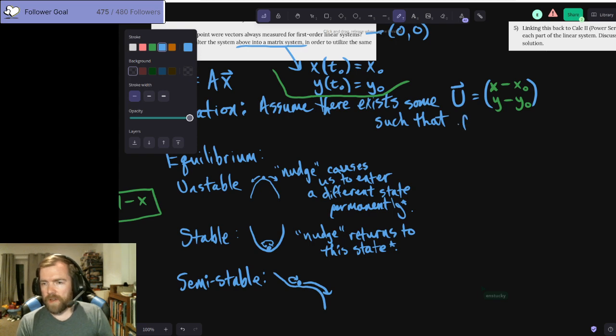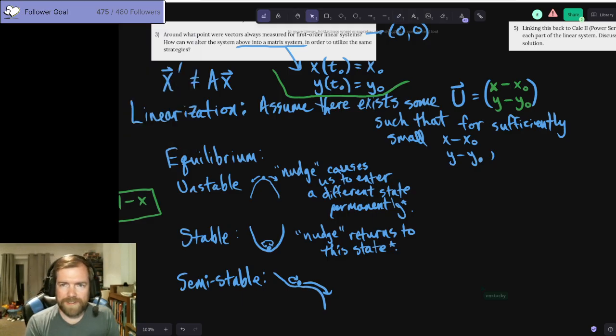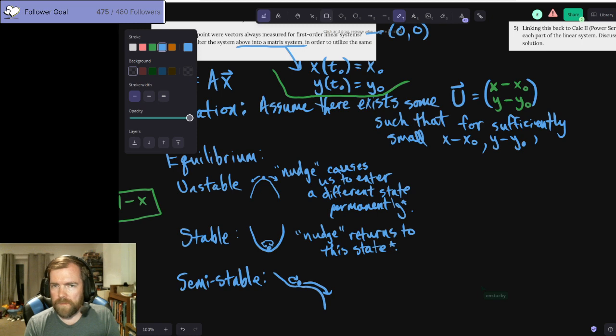Such that for sufficiently small x minus x0 and y minus y0, really it should be a comma, u prime is going to be approximately equal to, as in reasonably close, A times the u vector.